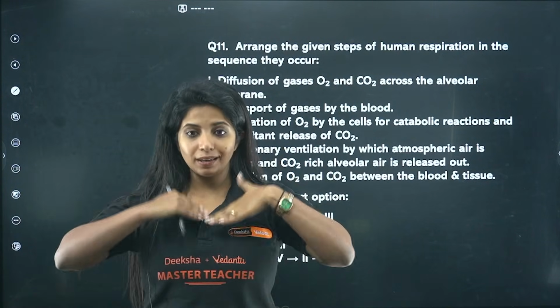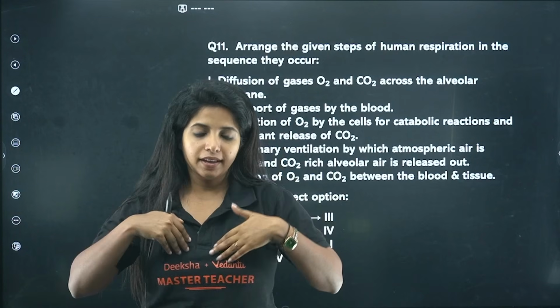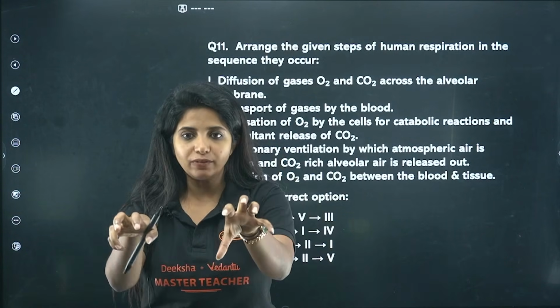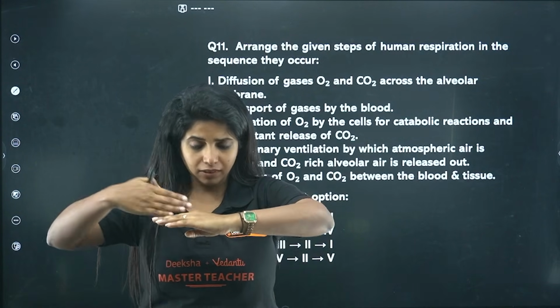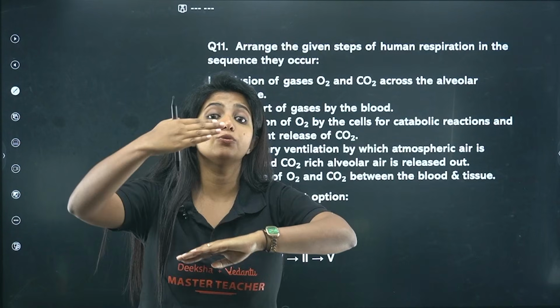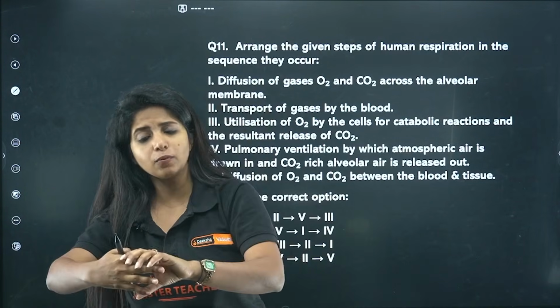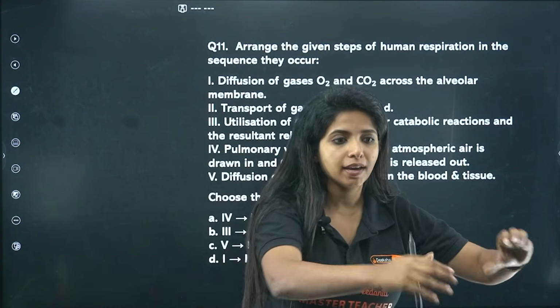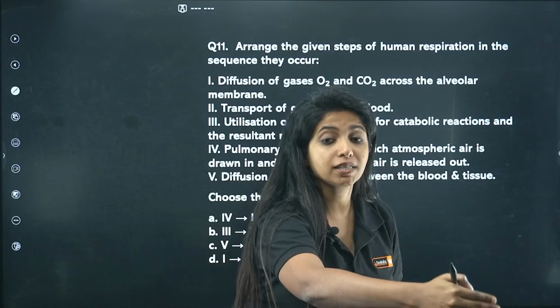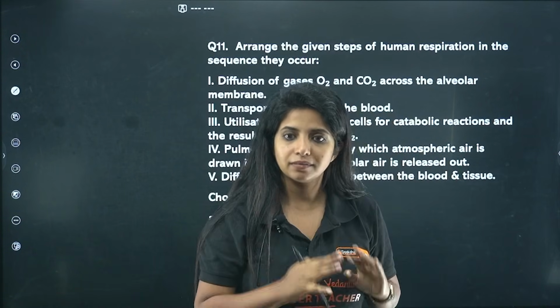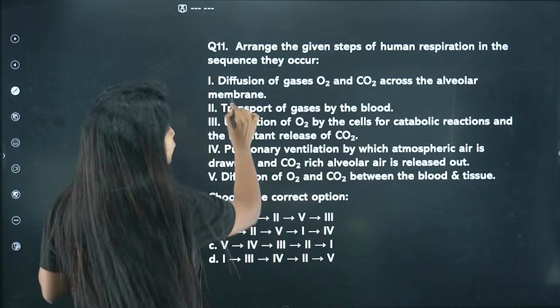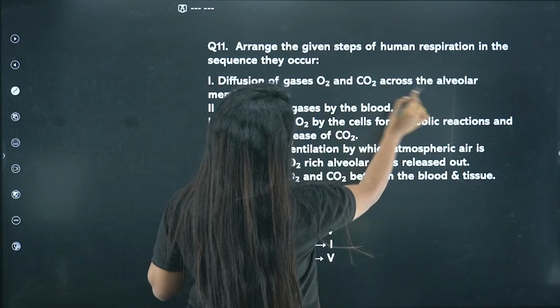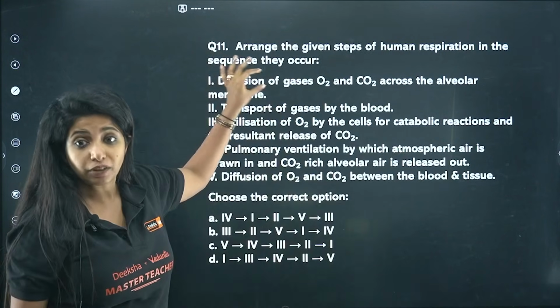Okay, we breathe in, all the gases go to the alveoli. From the alveoli, the gases are going to diffuse into the blood vessels. From the blood vessels, it goes to the rest of the body. In the rest of the body, oxygen is being transported inside, CO2 is being taken back. That is how it usually goes. Okay, so diffusion of gases O2 and CO2 across the alveolar membrane, this is definitely going to happen.